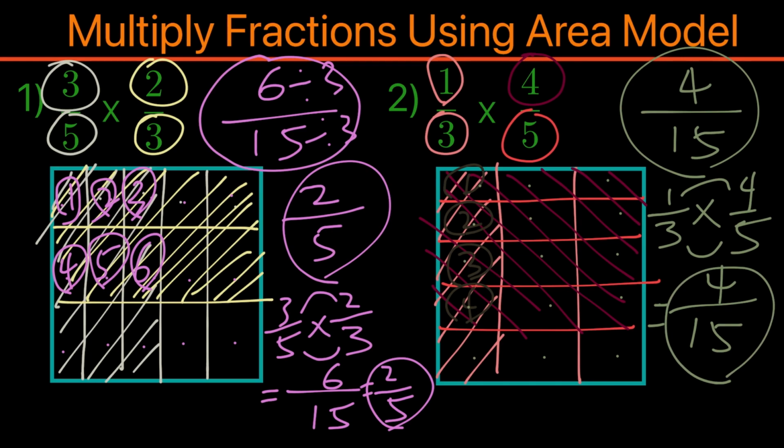So these two examples are how you would multiply fractions using an area model. It's another method that you can use to multiply fractions. It may not be the most efficient method, but it is another way that you can find answers by drawing them out in boxes.